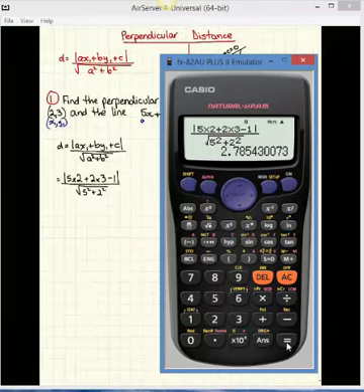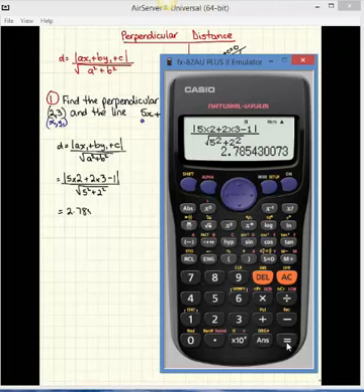So this distance is equal to 2.785430073. Now if they had asked for an exact distance, then you wouldn't type it into your calculator. You would need to leave it with the surd on the bottom.